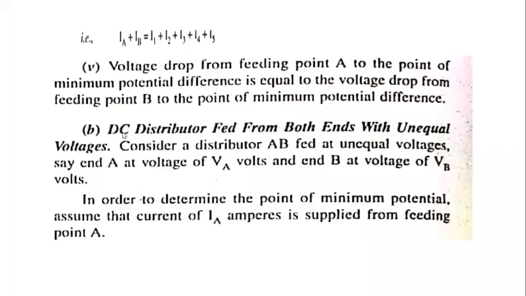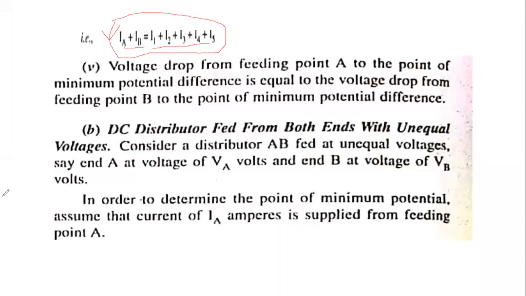The sum of the currents fed from the feeding points A and B is equal: IA plus IB is equal to I1 plus I2 plus I3 plus I4 plus I5. These are the feeding currents, and these are the loading points and the feeding points. Therefore, the voltage drop from the feeding point A to the point of minimum potential is equal. This is the first condition, that is, DC distribution fed at both ends with equal voltages.